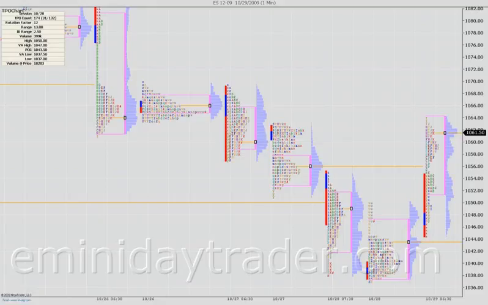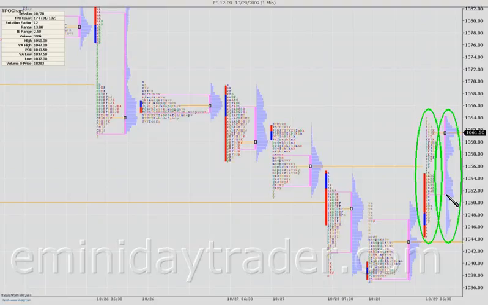eMiniDayTrader. Of course, we always like to take a look at our market profiles. The market profile is a visual graphic of the auction process. What we have here is a market profile and its corresponding volume profile.